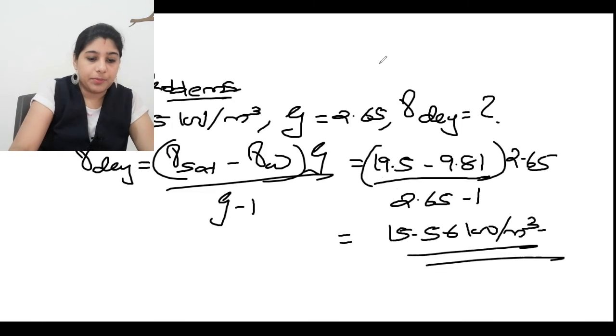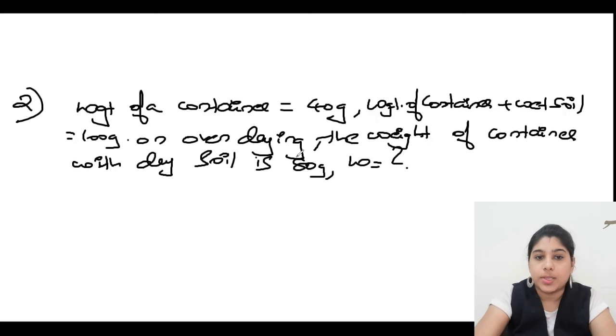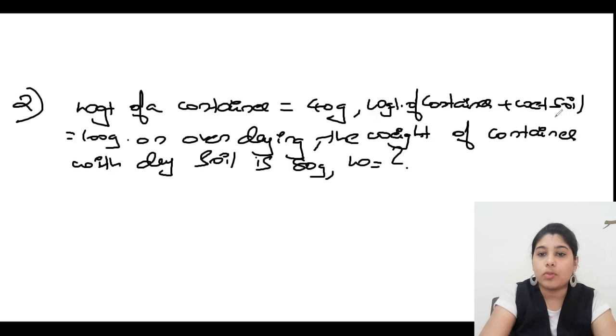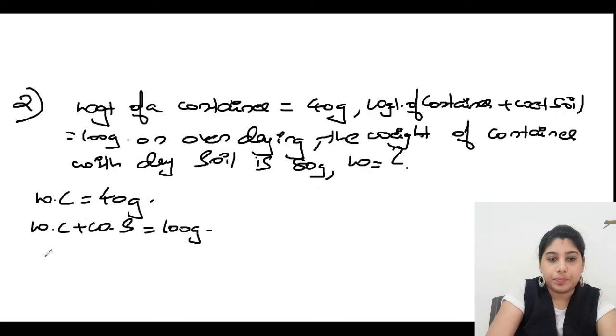Next question. The weight of a container is 40 gram and the weight of container plus wet soil is 100 gram and on oven drying the weight of container with the dry soil is 80 gram and you have to find the water content or moisture content. So you know the weight of container, it is 40 gram and weight of container plus wet soil, it is 100 gram and the weight of container and dry soil, it is 80 grams.